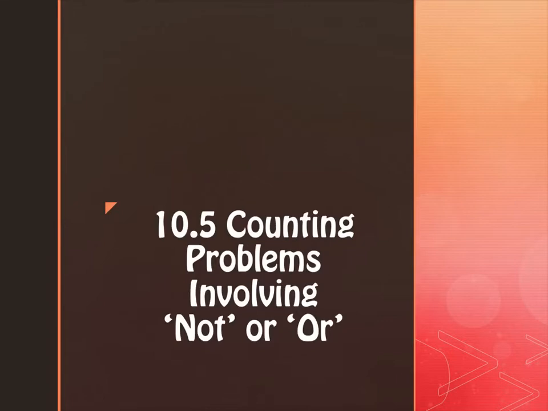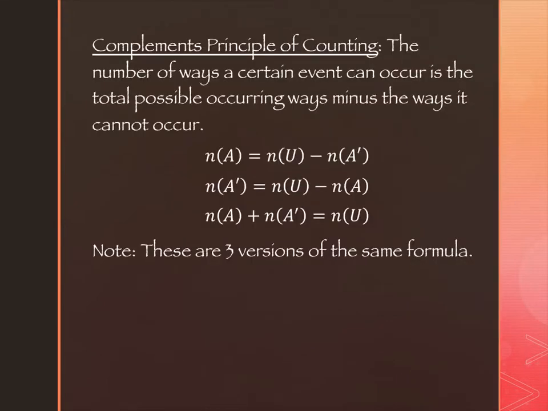The first one that we're going to look at is the complements principle of counting. This principle talks about the number of ways a certain event can occur in relation to the ways it doesn't occur. So there's three formulas here that are all the same formula, just shifted. If you think about it from an equation perspective, we've just added or subtracted quantities from the left side to the right side and so forth. So these are all the same things.